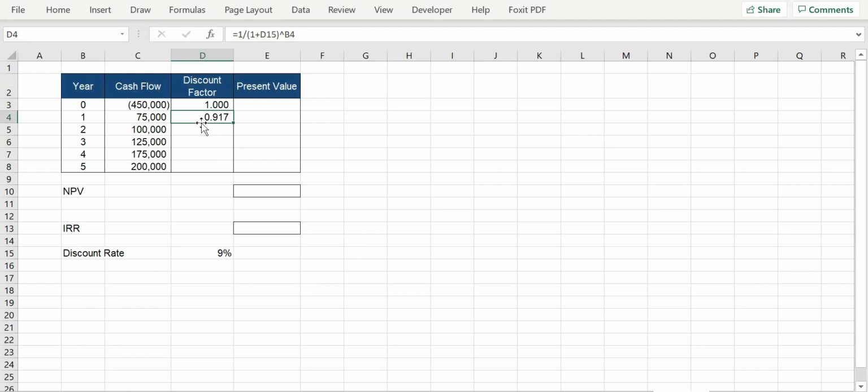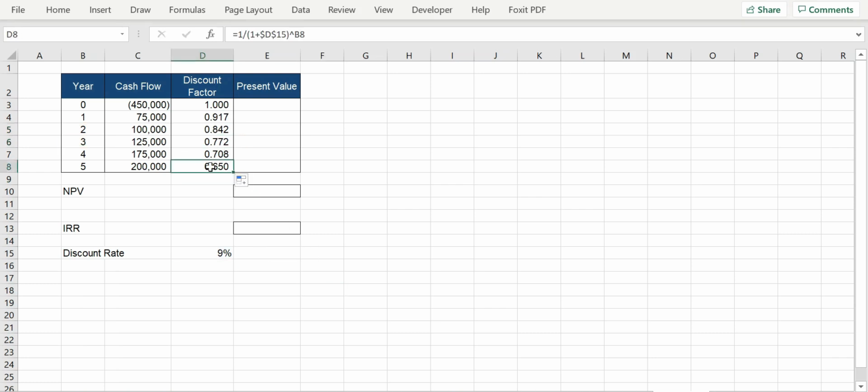Now we need to drag it down until year 5. So we need to fix the discount rate. To fix, we need to press F4 so that it will remain the same, so that you can easily drag it down. So automatically the discounting factor will be calculated for the remaining periods.